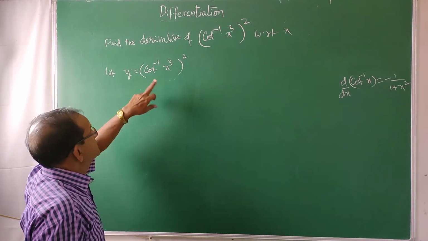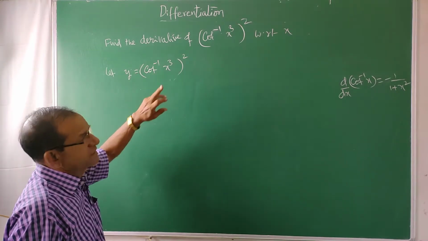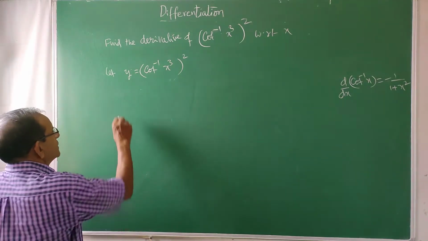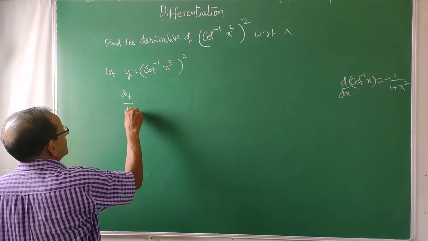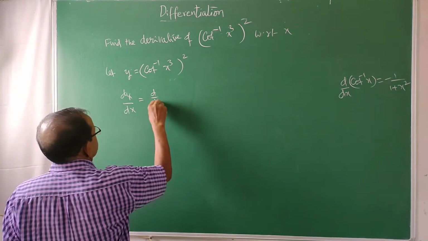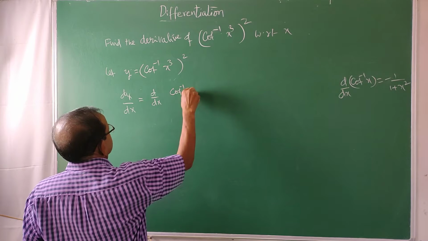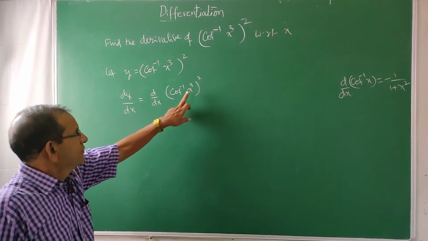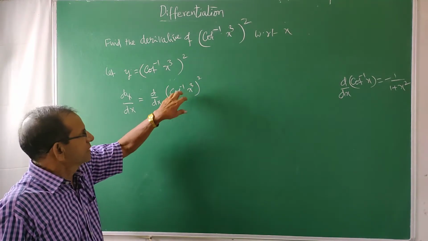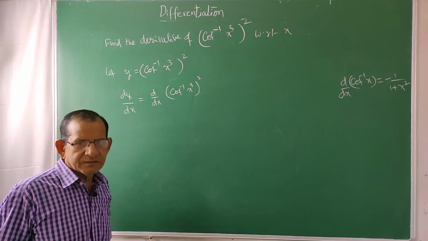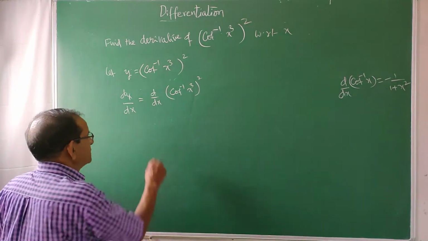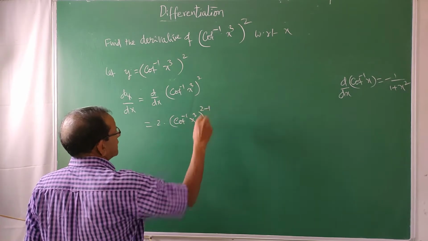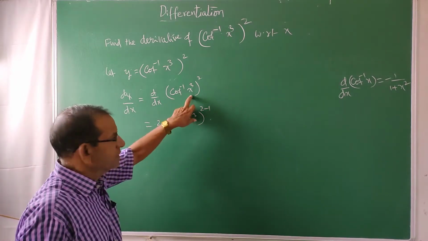Now here y is given as the function cot inverse x cube whole square. So let us take that function as y. We have to find out the derivative. So dy by dx is equal to d by dx of cot inverse x cube whole square. First of all, if whole power n is there, you have f of x whole power n. So its derivative is n into f x whole power n minus 1. First of all, that is 2 into cot inverse x cube whole power 2 minus 1 into derivative of cot inverse x cube.